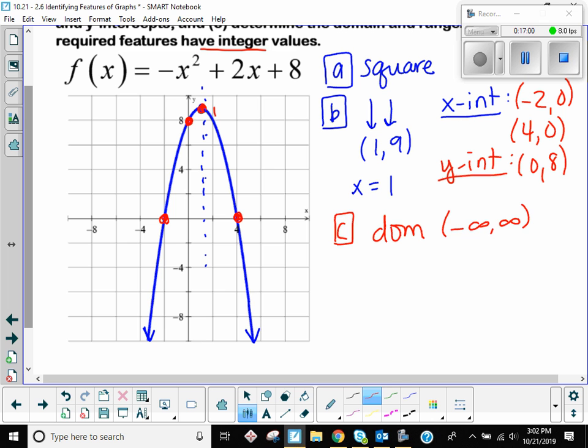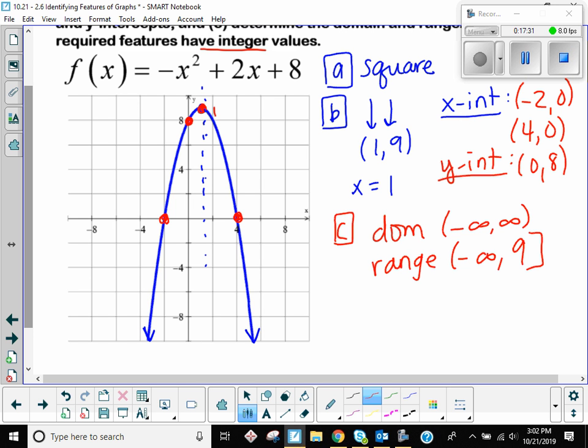And the range means the lowest value to the highest value. What's the lowest value, the lowest boundary of the graph? Negative infinity gets a parenthesis. And what's the highest y value? 9. And do you think that would get a parenthesis or a bracket? Perfect. What would have to change on the graph for 9 to get a parenthesis instead of a bracket? An open circle, right?